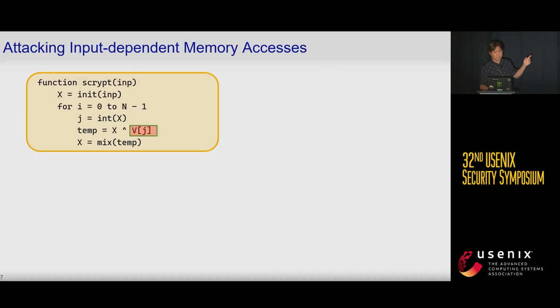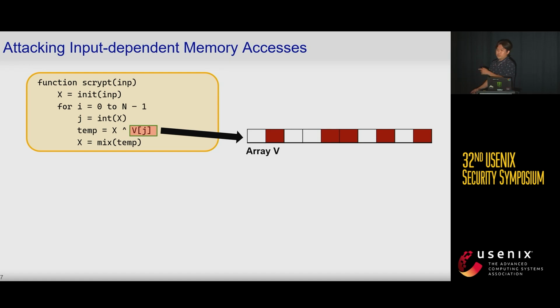Here's a pseudocode of scrypt where we observe in red where it makes accesses into a big array in memory called V. We can visualize this as a heat map of V where the red elements have been accessed and the white elements have not been accessed. This access pattern is determined by the input to scrypt, namely the user's credentials.